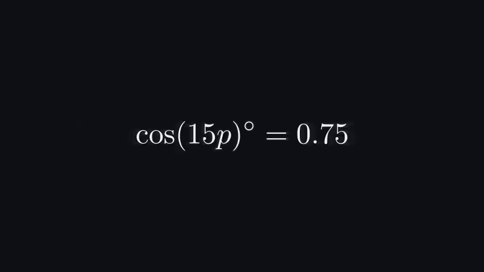To find the angle 15p, we use inverse cosine. This gives 15p equals 41.4096 degrees. This angle is valid because 15p must lie between 0 degrees and 90 degrees.